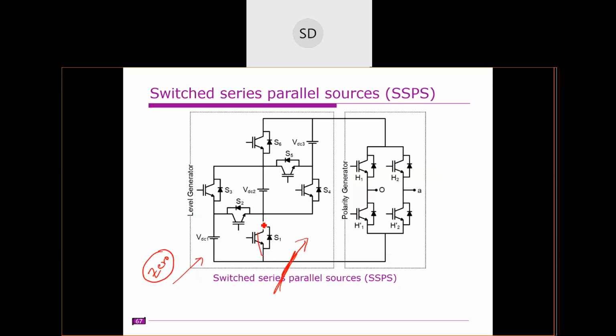If you want a zero voltage path, you have to operate something like this. But when you are operating the S4 and S5 switches, what will happen? This source is short circuited. So you cannot obtain a zero voltage path here. Zero voltage can be obtained by operating these two switches. Here this will produce 3 VDC, 2 VDC, VDC only, it will not produce zero, but that zero is obtained from this polarity generator.